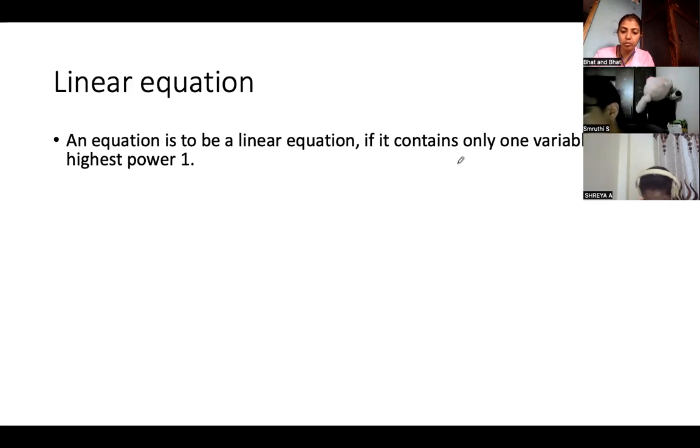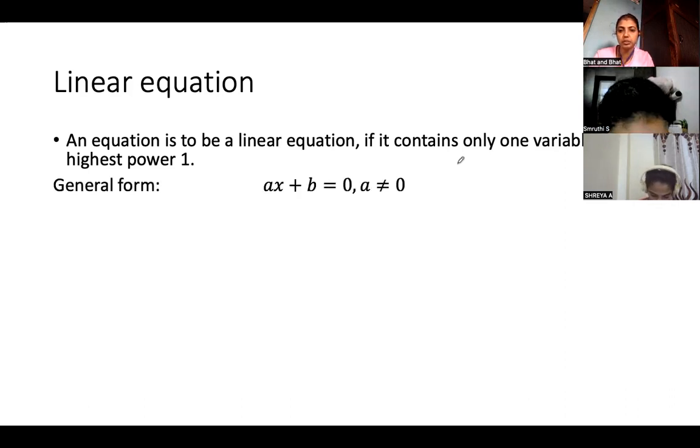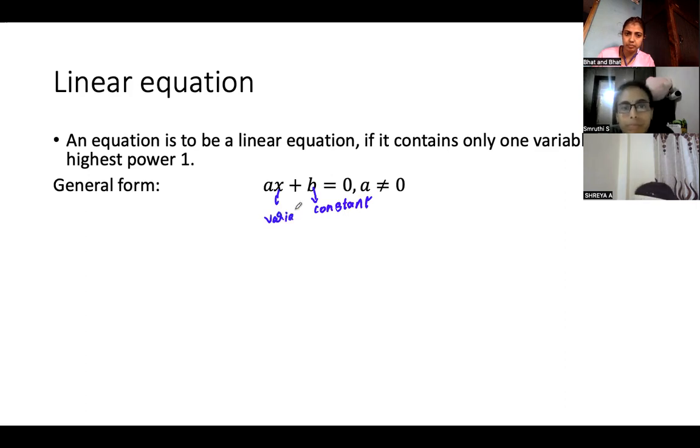If you write the general form for a linear equation, we write it like this: ax plus b is equal to 0, where a is not equal to 0. Here there is only one variable. b is nothing but a constant, x is the variable, and a is the coefficient of x. The degree of the equation is 1.